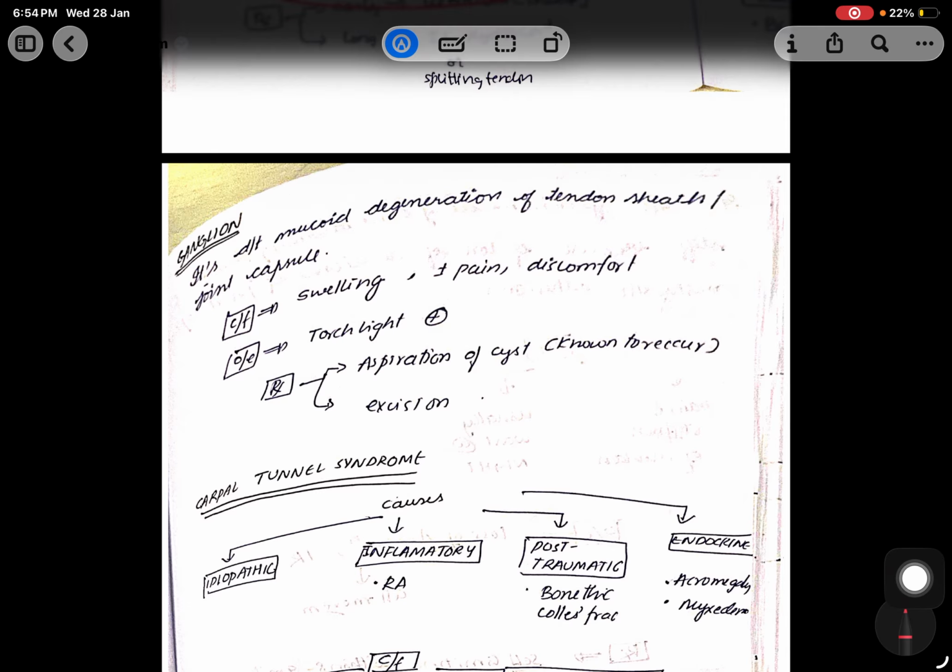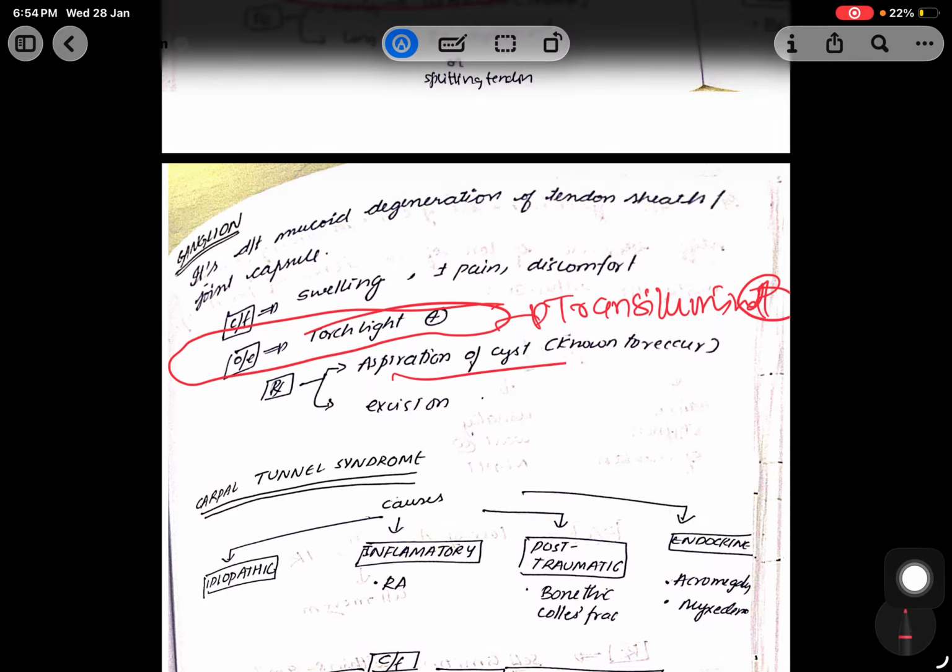Again, ganglion cyst, I think you would have seen this, right? But while mentioning, make sure it's transilluminant. Okay. So aspiration of the cyst is known to recur. It's best to go for excision, or you can manage it conservatively.